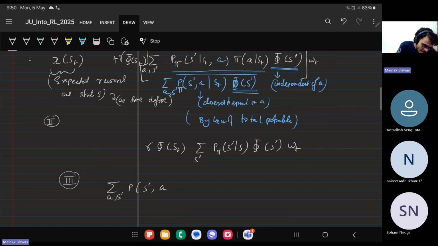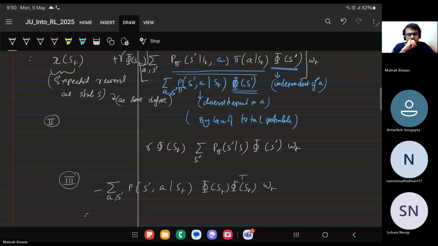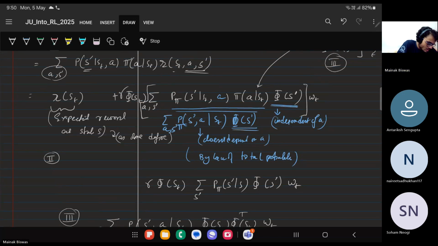Probability of s dash given a, s_t, phi of s_t, phi of s_t dash, w_t. Can you tell me what this will be? This is very simple. This is term 3. Just like in the previous term, once again, why is it independent? Phi of s dash just depends on s dash, right? Just depends on s_t plus 1, right?